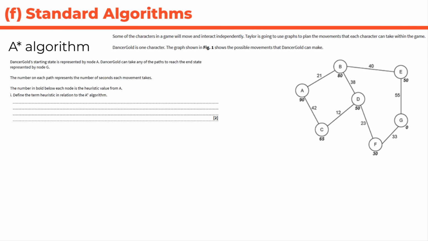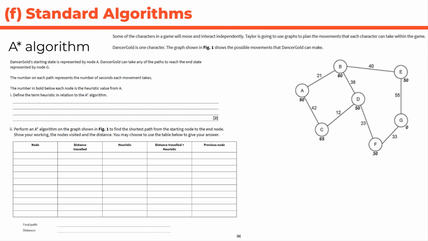Define the term heuristic in relation to the A-star algorithm, and then perform an A-star algorithm on the graph shown in figure 1 to find the shortest path from the starting node to the end node, showing your working, the nodes visited, and the distance. You may choose to use the table below to give your answer. This is 8 marks this time.